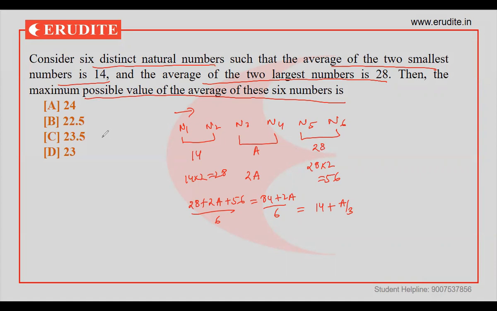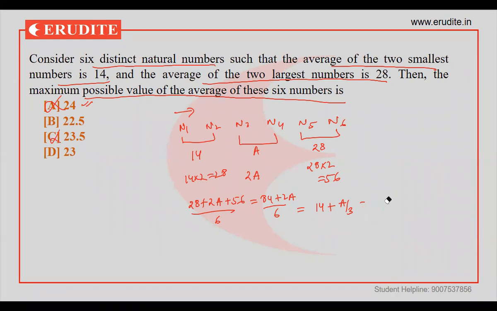So guys, as they're asking about the maximum average, the best approach is that you use the options itself. If I assume that the maximum average is 24, then a by 3 is 24 minus 14, which is 10. A is coming 30. And I know that a should be less than 28. So this cannot be my answer. Now I check with the other options quickly. The next bigger one is 23.5. So this is 9.5, a by 3. The a value is coming 28.5, which is again more than 28. So this is also not my answer.